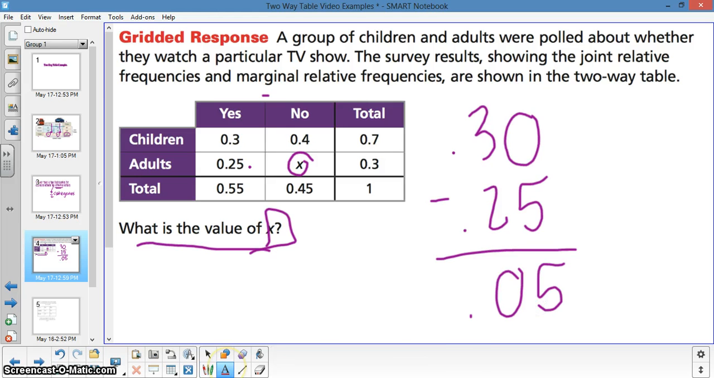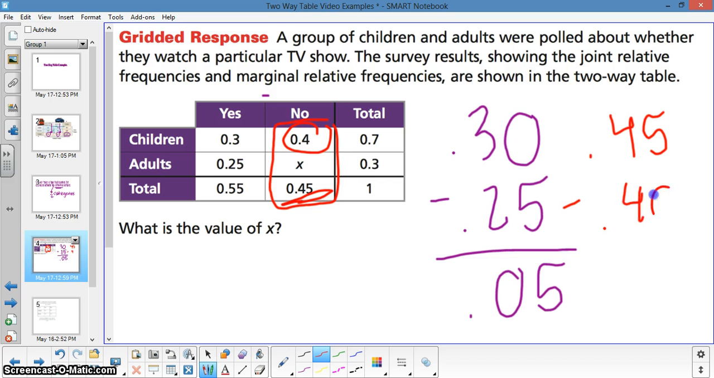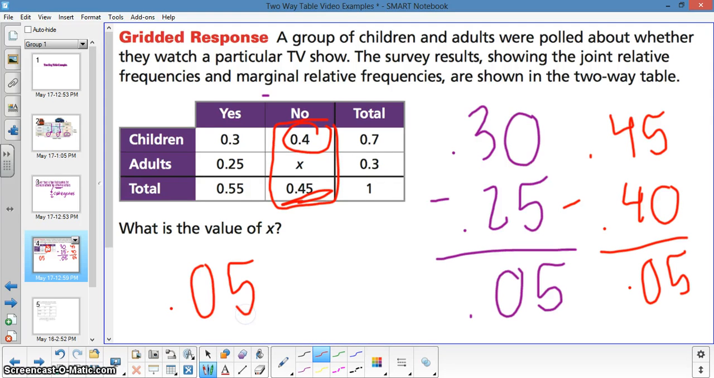Let me change my colors. There's another way I could do it. What if I chose to use the no information? The total for no is 0.45. 0.40 children have already been surveyed, so I can just find the difference and get the exact same thing, 0.05. So what I like about these, it allows me to check my work. Let's do another example.